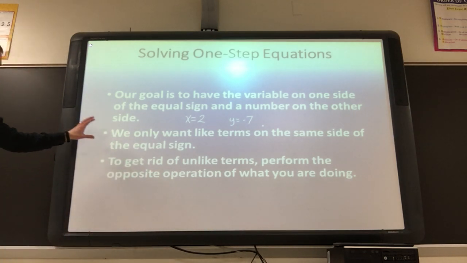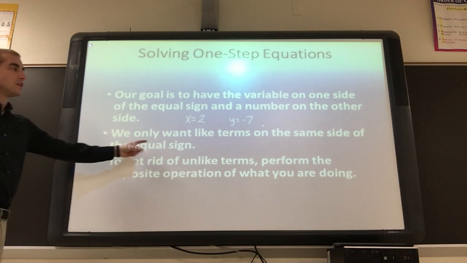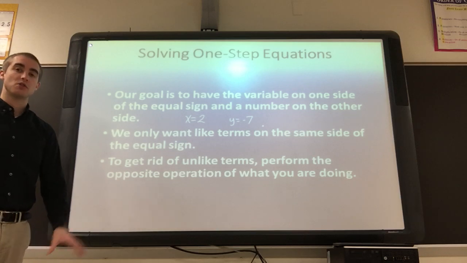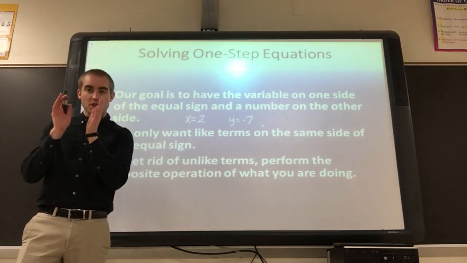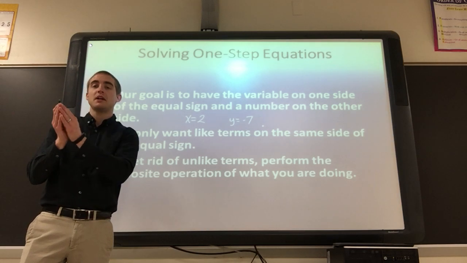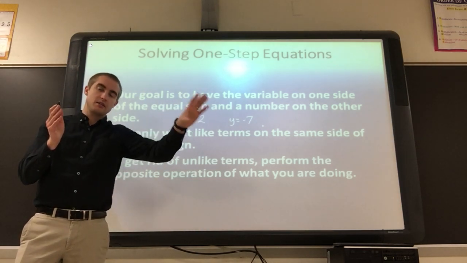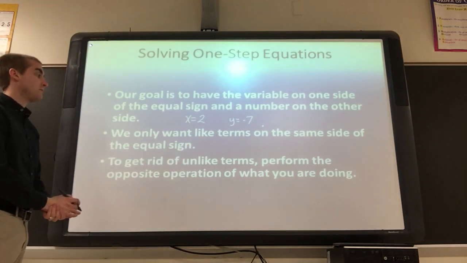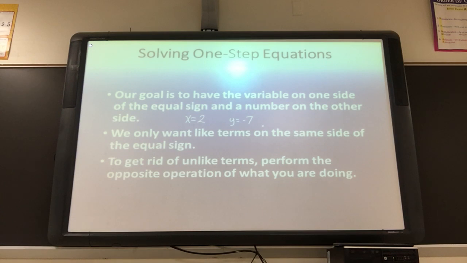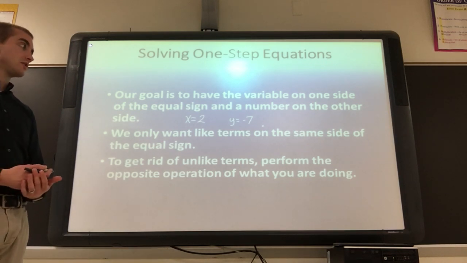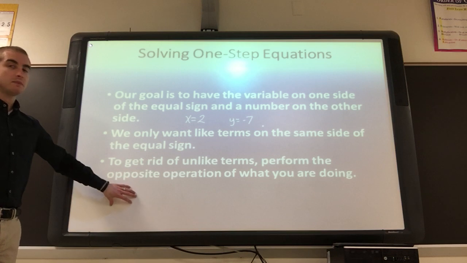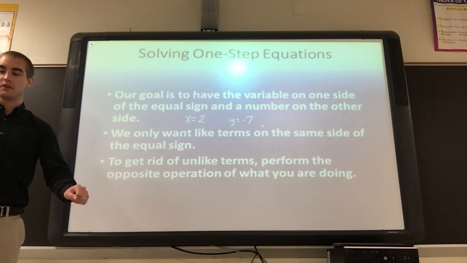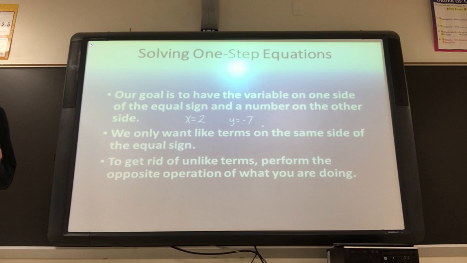Okay, so as we are getting it to this point, we only want like terms on the same side. So we want all of the variables, all of the x's or y's, on one side, and then all of the numbers, the constants, on another side. So we want all like terms to be on the same side of the equal sign. To do that, we have to sometimes get rid of unlike terms or coefficients. And so we're going to perform the opposite operation of what you are doing. Perform the opposite operation of what you are doing.